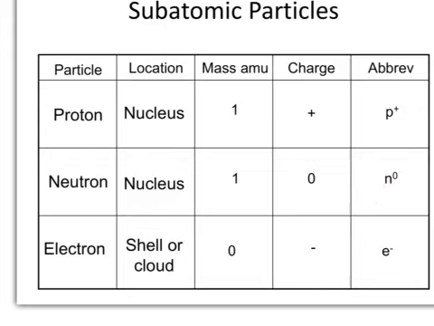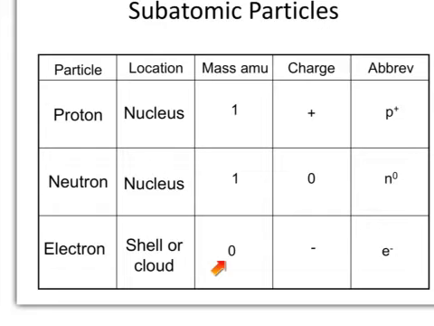Now, last but not least, let's talk about the electron. The electron is the only particle that is not found in the nucleus. The electron orbits the nucleus in the electron shell or the electron cloud. Now, as far as the mass is considered, we consider the electron to have 0 mass. So it has no contribution to the weight or mass of an atom.